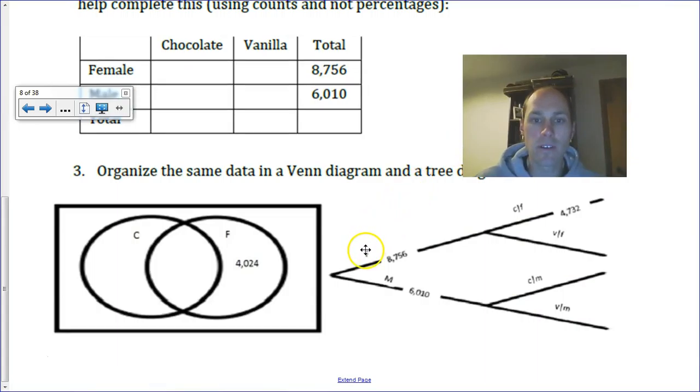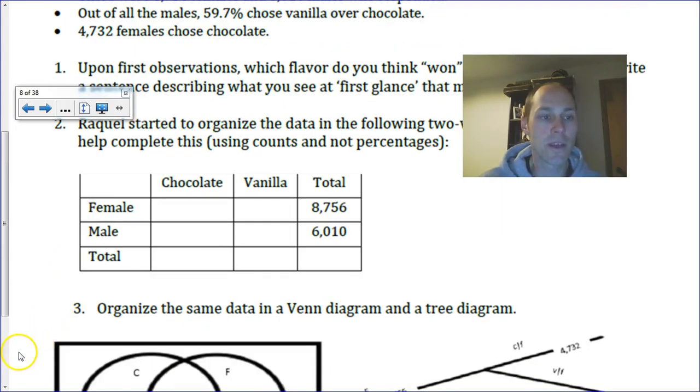So how many were female? How many of those females chose chocolate? How many chose vanilla? Chocolate given they were female. Vanilla given female. How many males? How many, given they're male, chose chocolate? Given a male, chose vanilla. So try organizing that data, and when you're ready to take a look at that, you can restart the video and see how I set it up. So pause it now and work through questions 1 through 3.